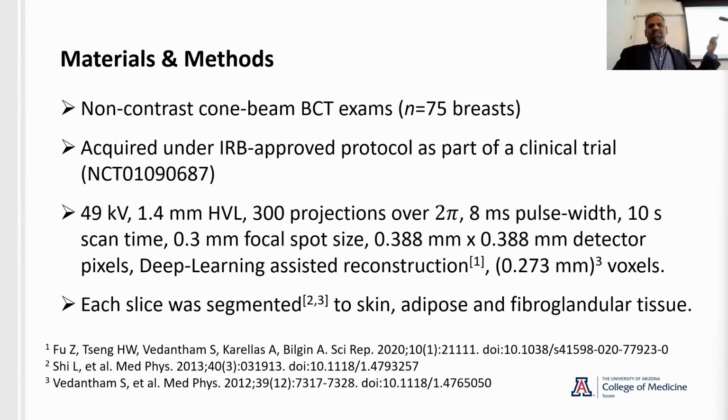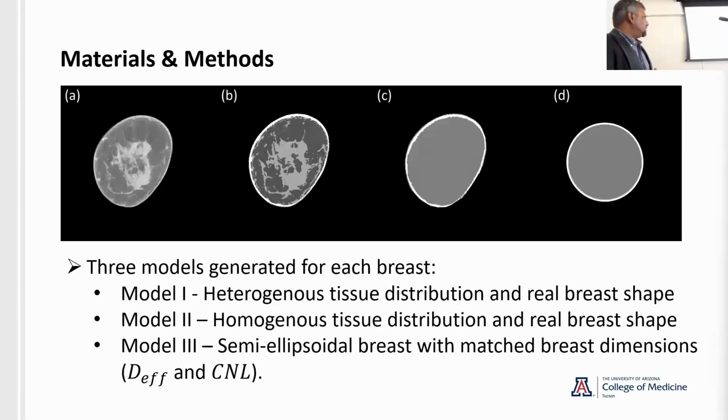And then we segment each slice into skin, adipose, and fibroglandular tissue. So this shows, on the left A, the reconstructed image, and B is basically the segmented tissue distribution. The outside white line is the skin, and the white areas within the breast are your fibroglandular tissue, and the dark areas are your adipose tissue. Now, based on the fraction of fibroglandular tissue, we can replace it with the equivalent homogeneous background. So that's C, that's basically we retain the breast shape, but with a homogeneous distribution.